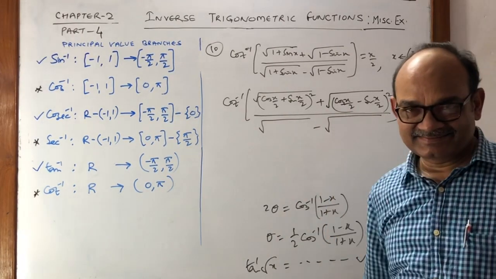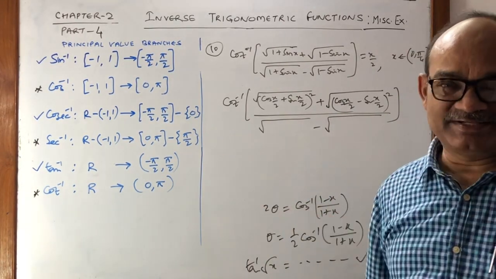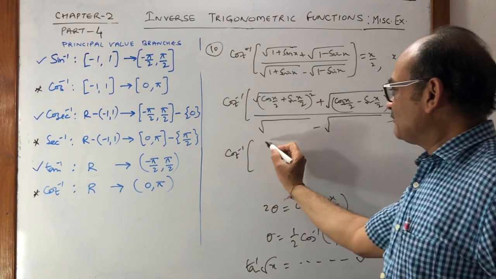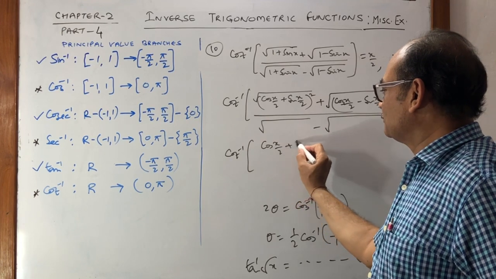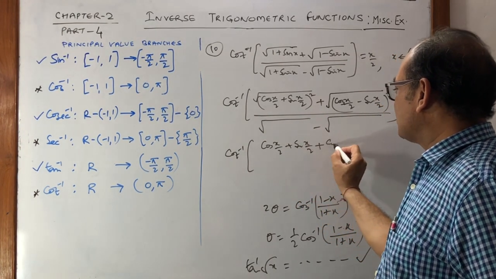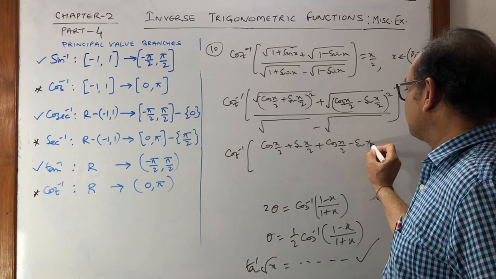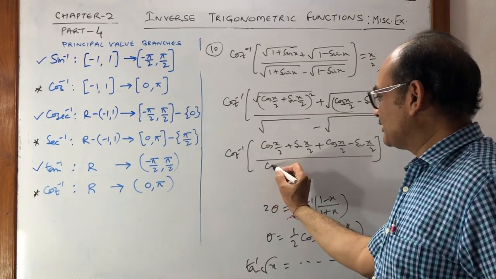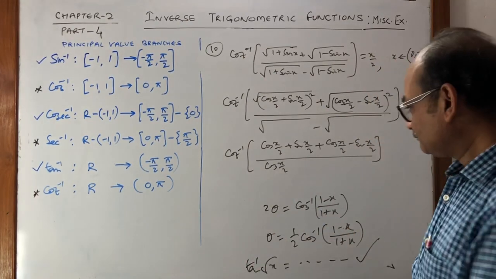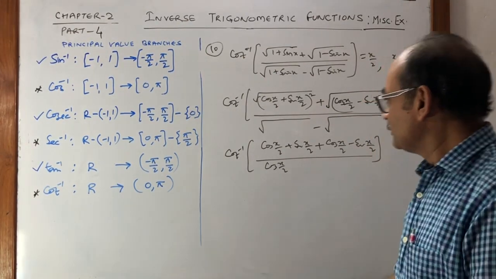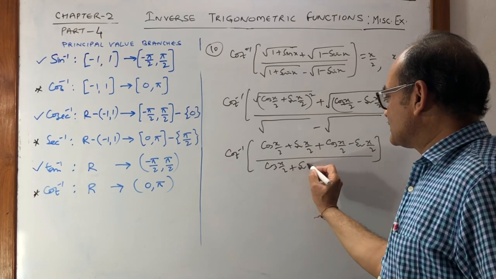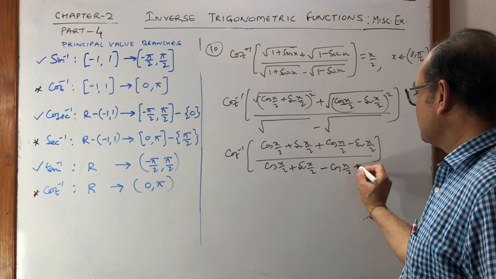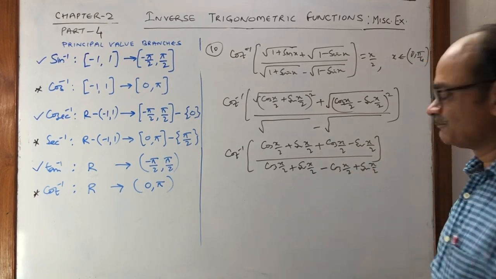fill in the blanks is for you. I am not writing this complete solution. So cot inverse, this will become, after opening the bracket, cos x by 2 plus sin x by 2 plus cos x by 2 minus sin x by 2. Yes or no? Divide by cos x by 2 plus sin x by 2 minus, open the bracket, cos x by 2 plus sin x by 2.